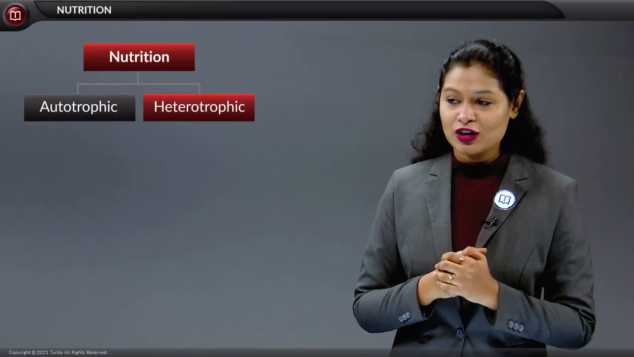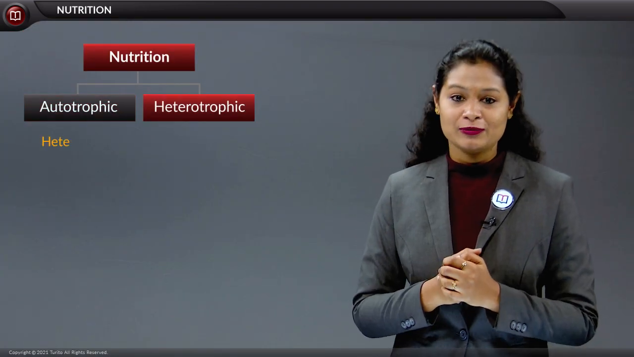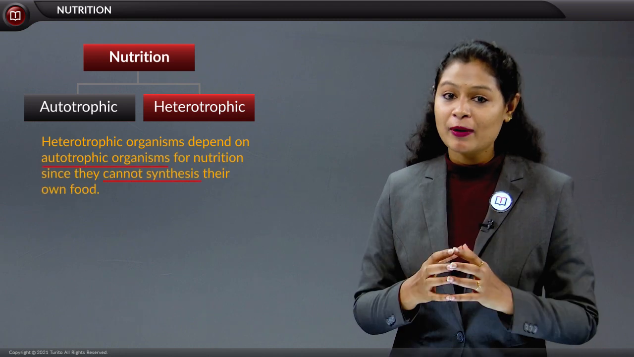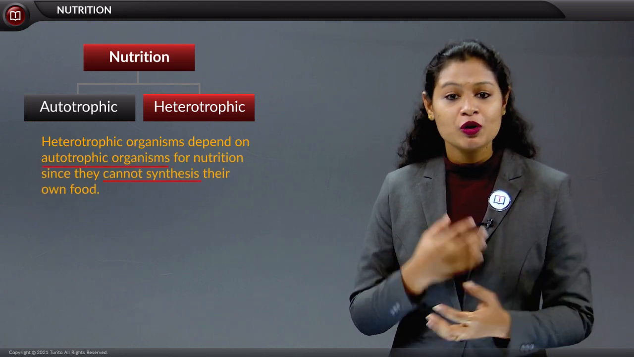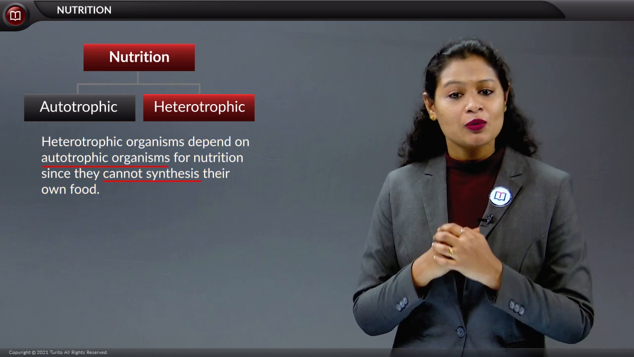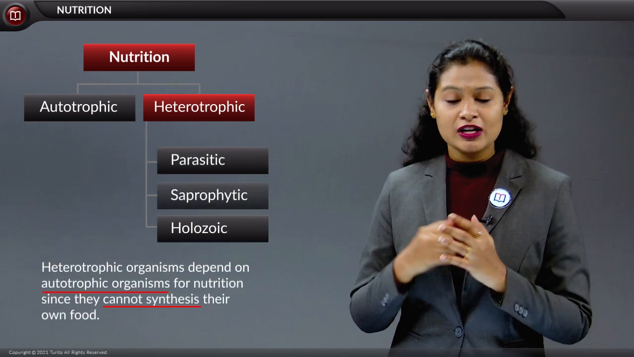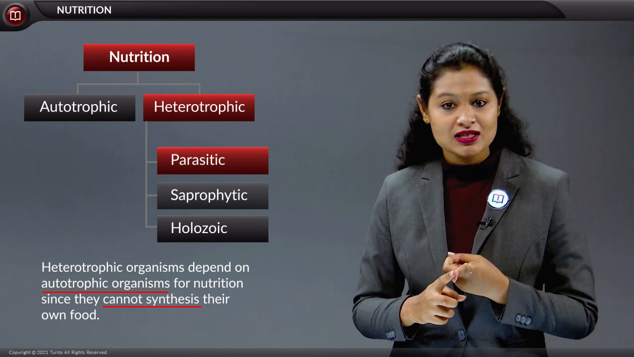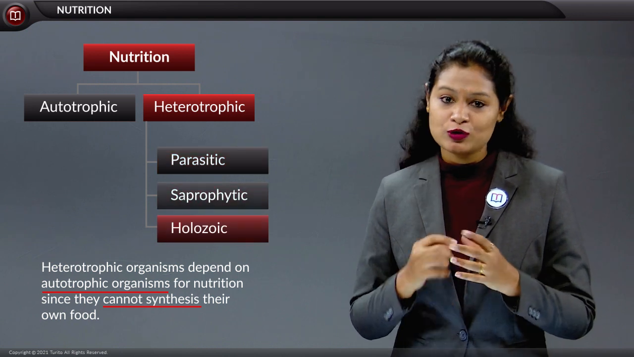Moving ahead, let us talk about heterotrophic nutrition. When the organisms are depending on autotrophs to procure their energy, we call them heterotrophs. Now we see that there are three types of heterotrophs. We have parasitic, we have saprophytic, and holozoic.